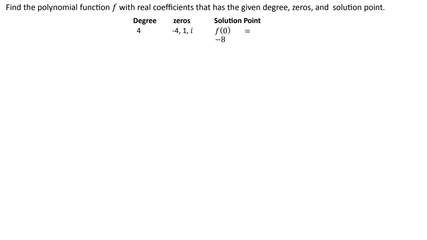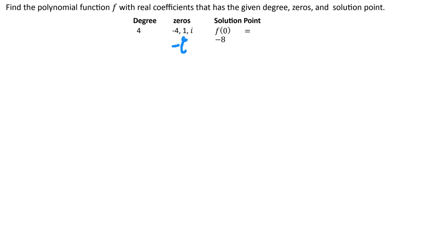Okay. So this one is another example. So it says find the polynomial function f with real coefficients that has a given degree, zeros, and solution points. So this one says that the degree is 4. So that means that we have to have 4 zeros. And again, if you notice, they only give me 3. But they are giving me an i, which means that another one of my zeros is going to be negative i, because we need that complex conjugate here.